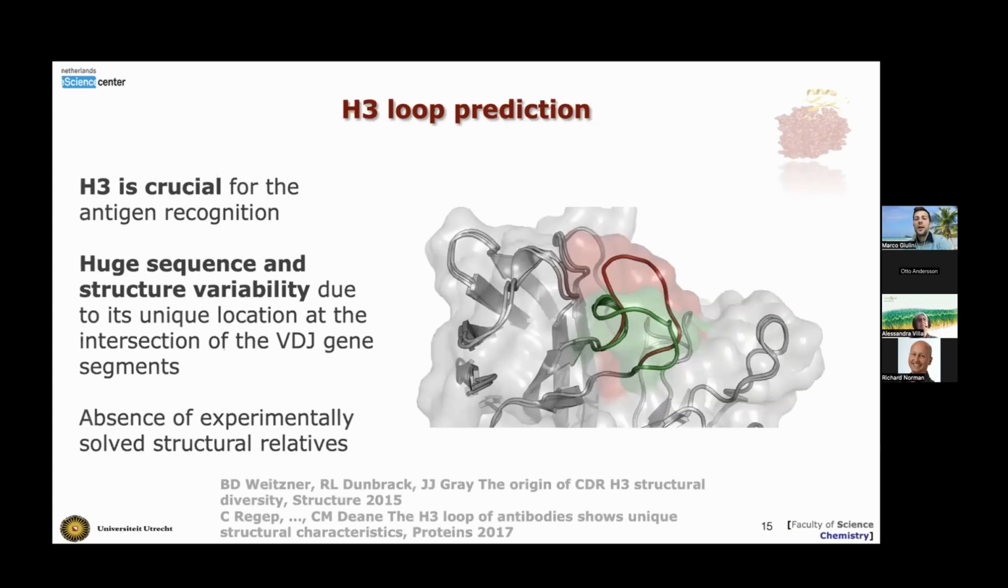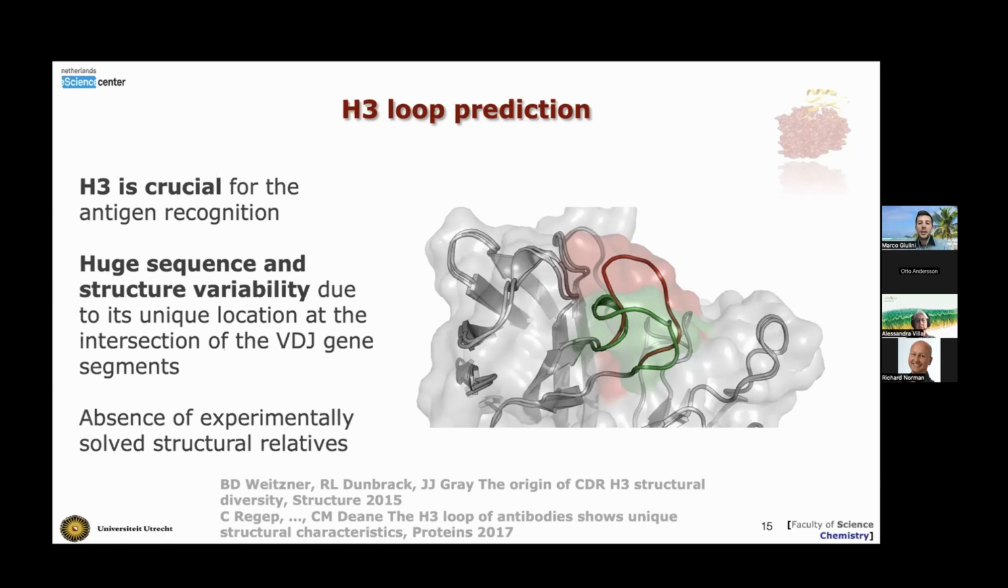Then, if we reflect a bit on what is going wrong in the cases in which AlphaFold is failing, it is the prediction of the H3 loop. This loop is the most crucial one for the recognition of the antigen, and at the genetic level it is located at the intersection between three different gene segments, the V, D, and J gene segments. Basically, it allows for a huge sequence variability in this loop, and this is of course reflected in a huge variability in the structures that this loop can adopt.